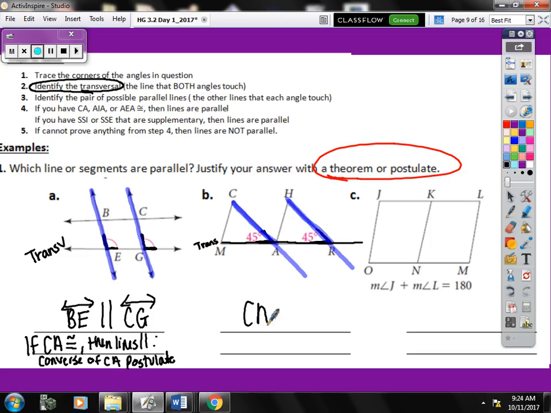So we'll say segment CA is parallel to segment HR, or AC and RH. Order doesn't matter. But I use segments because in the picture it does appear to be segments. Same reason as before. Since the corresponding angles are congruent, then our lines are parallel.